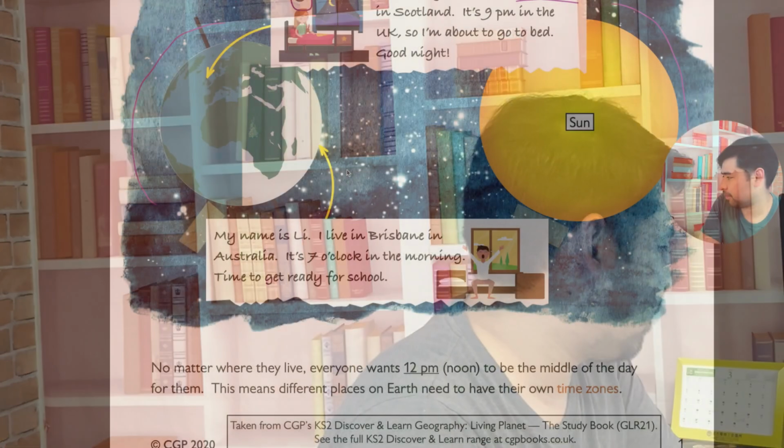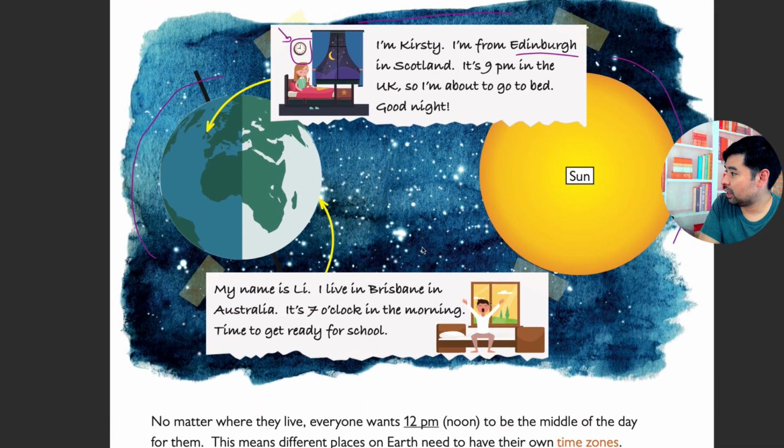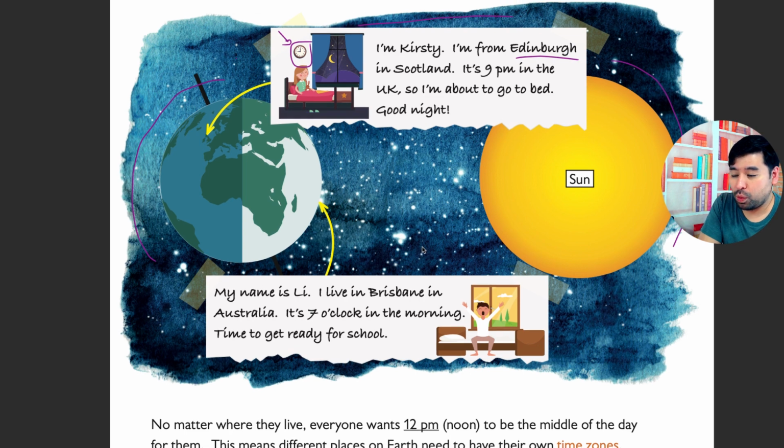So, let's get back here now. And as we got it, right? Okay, so how does it work? We have Kirsty, it's 9, and down here, Lee is 7. And this picture is at the same time, right? Okay, they are not in different times.